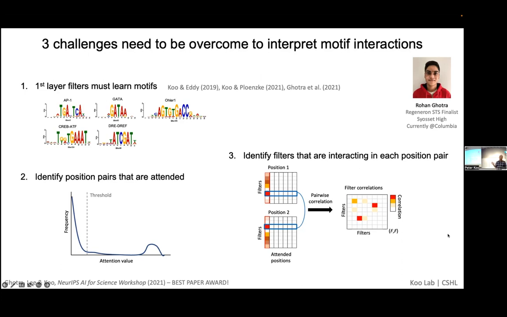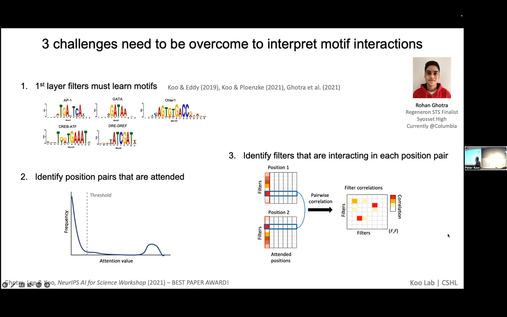And it turns out that this is good enough. Okay, and the third challenge is that each attention element in the attention matrix is pointing to two positions, but those two positions are vectors of convolutional filter scans. We don't know which filters are actually active, and which are the interacting ones. They only point us to those two positions.